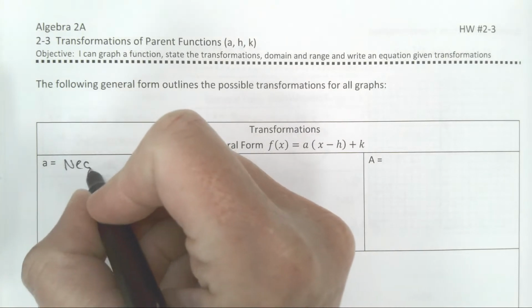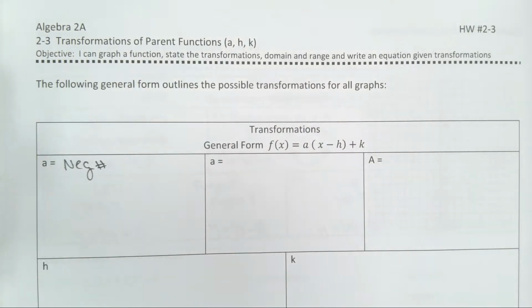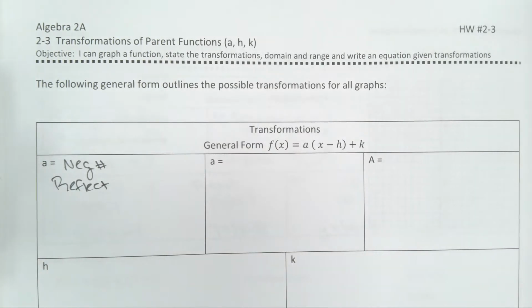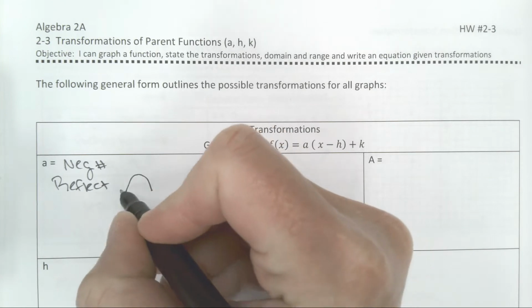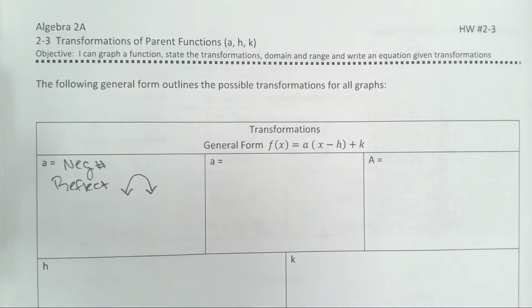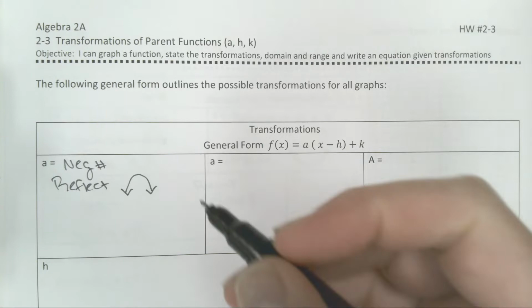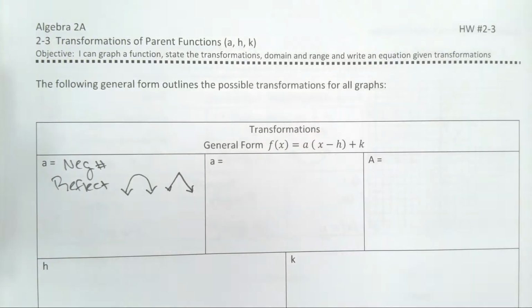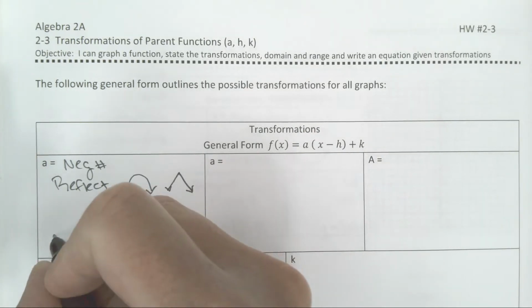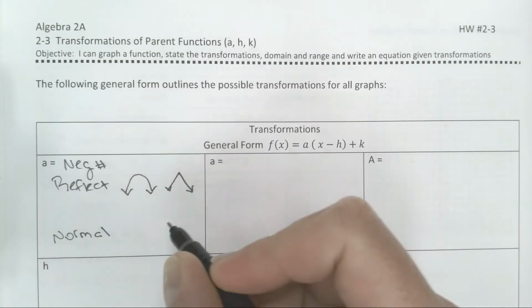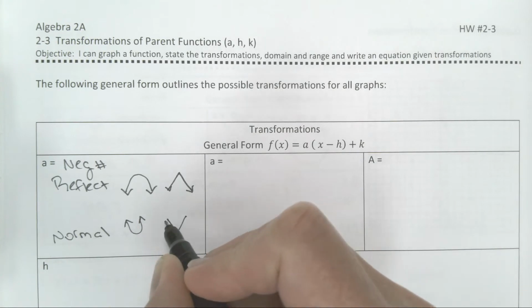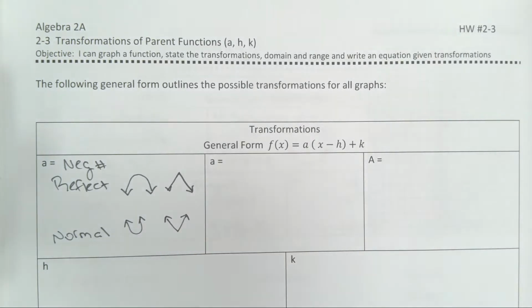So if a is any kind of a negative number, it will make your graph reflect. Reflect means that it's going to open down. So if it's a quadratic, it would look like this. If it's an absolute value, it would look like this. And we'll show you what the others do on the next video. And remember that a normal quadratic would open up and look like this, and a normal absolute value would open up.